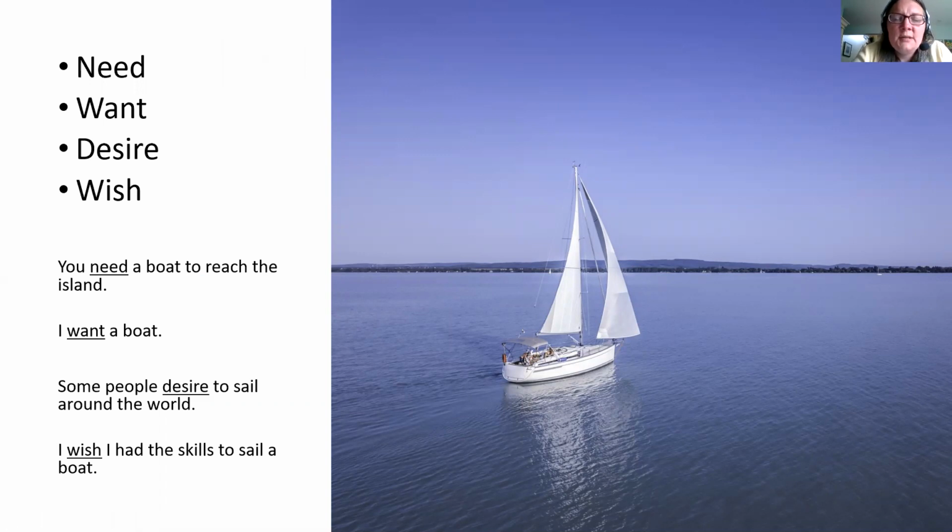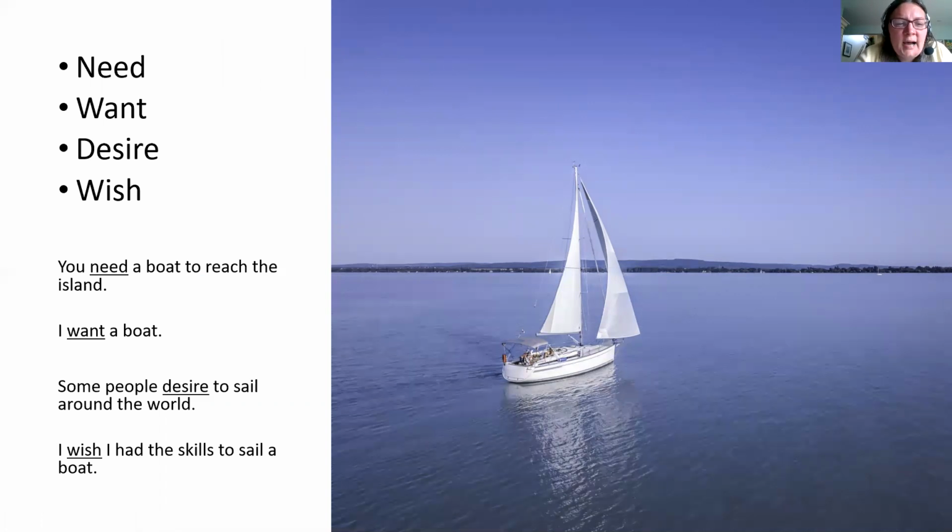I know need and want are probably very much understood by this point. Of course, need are the things that we have to have. Want are the things we would like to have, but we don't need them. Desire and wish are a little bit different.